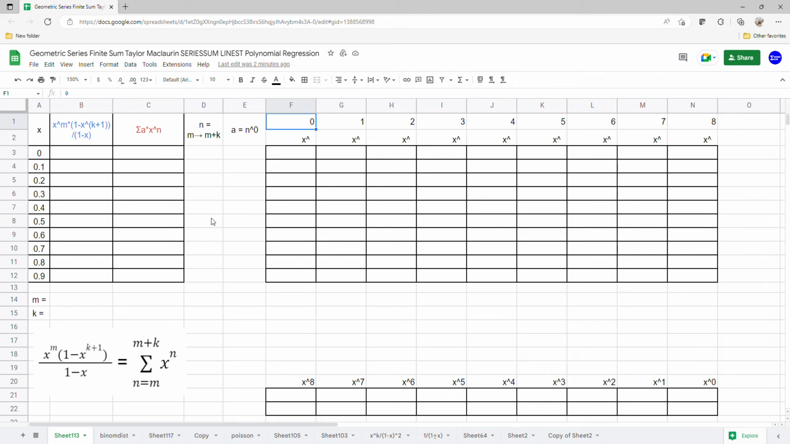In this video, we'll generate the trend line and polynomials of x to the power m times the quantity 1 minus x to the power k plus 1 over 1 minus x. So we begin with the dataset.